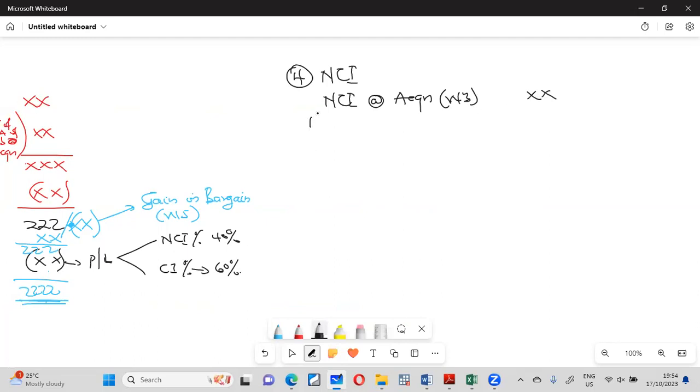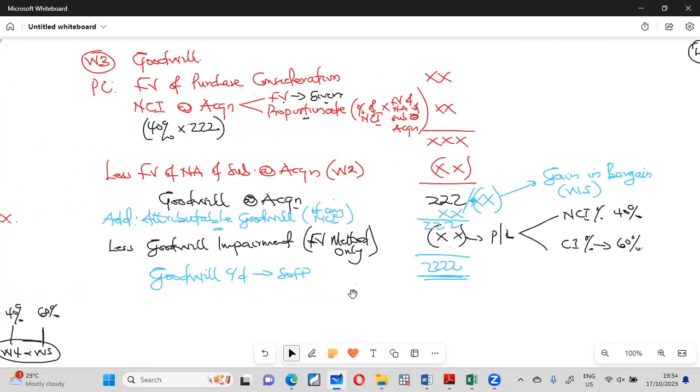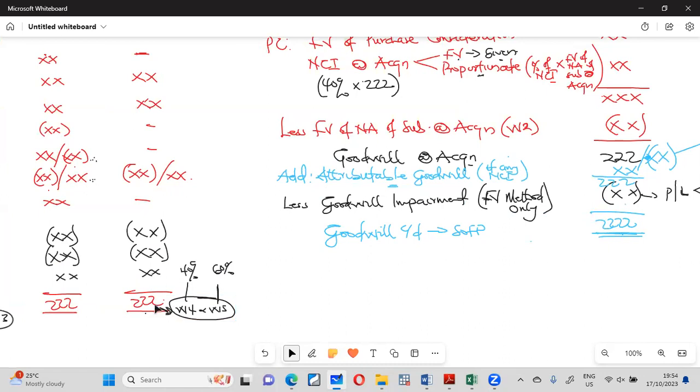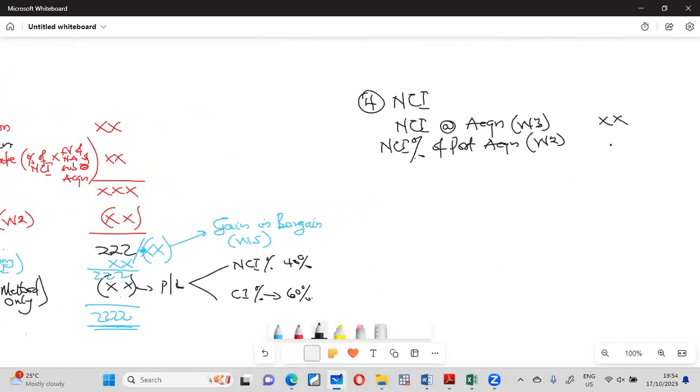Then you bring in the NCI share of post-acquisition profit. That one too was in your workings 2. So you would use the NCI percentage multiplied by that figure. If you remember, this was it. We come to your workings 2. So you share it. So it means that your workings 2 is very crucial. If you get that place wrong, then you have a problem.